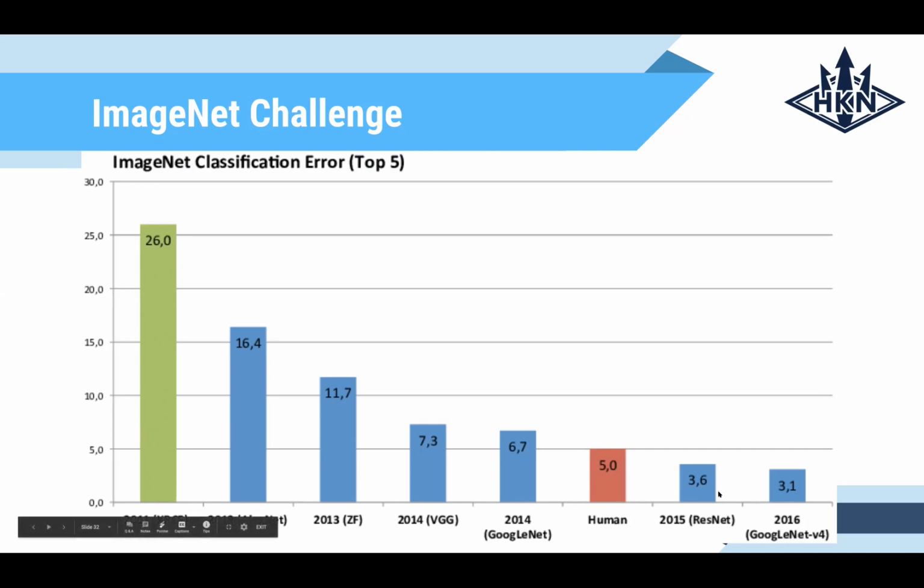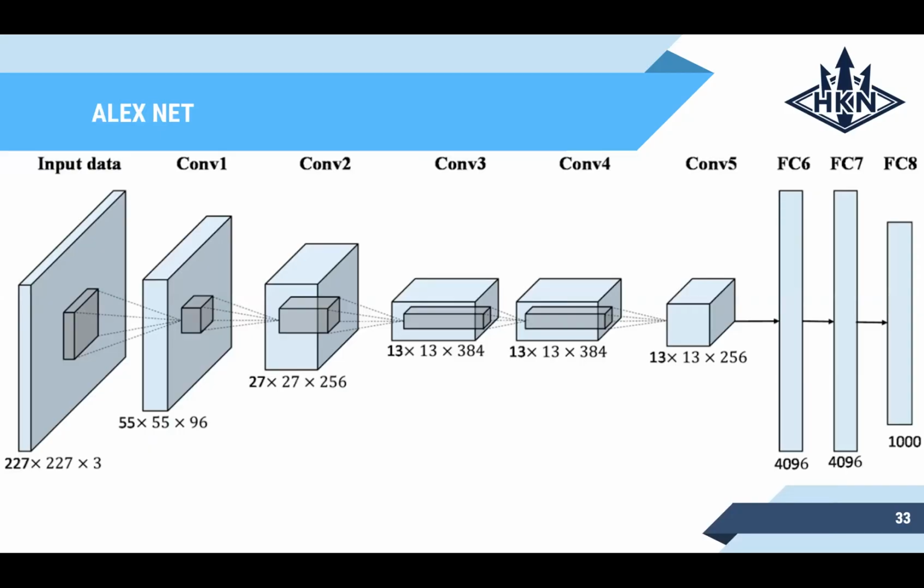But in 2015, ResNet actually achieved superhuman ability. So computers are able to recognize images better than humans can. That's very, very impressive. So how do they do it? This is how they do it. They use something called a convolutional neural network, more specifically, a deep CNN.